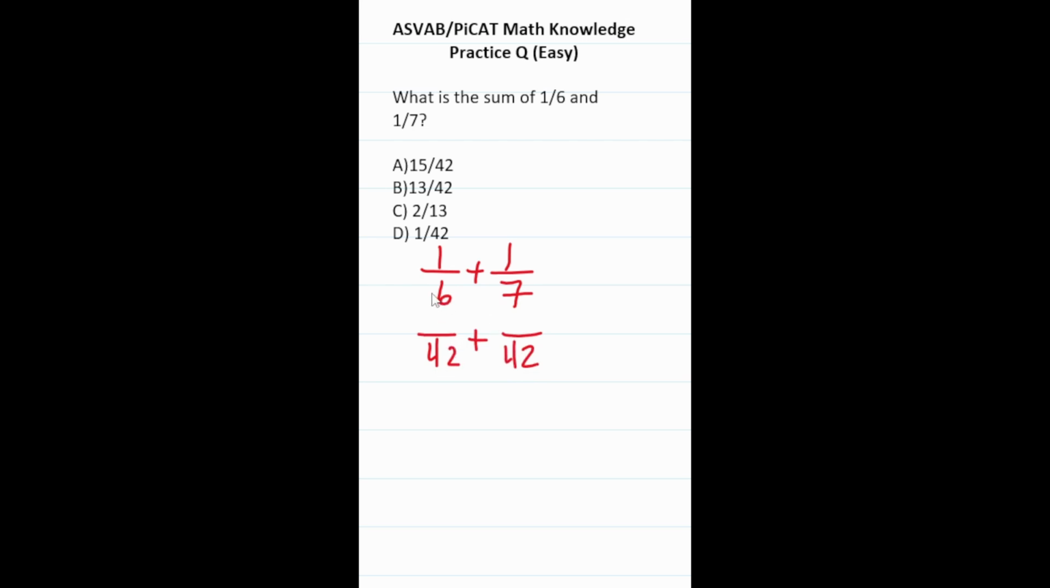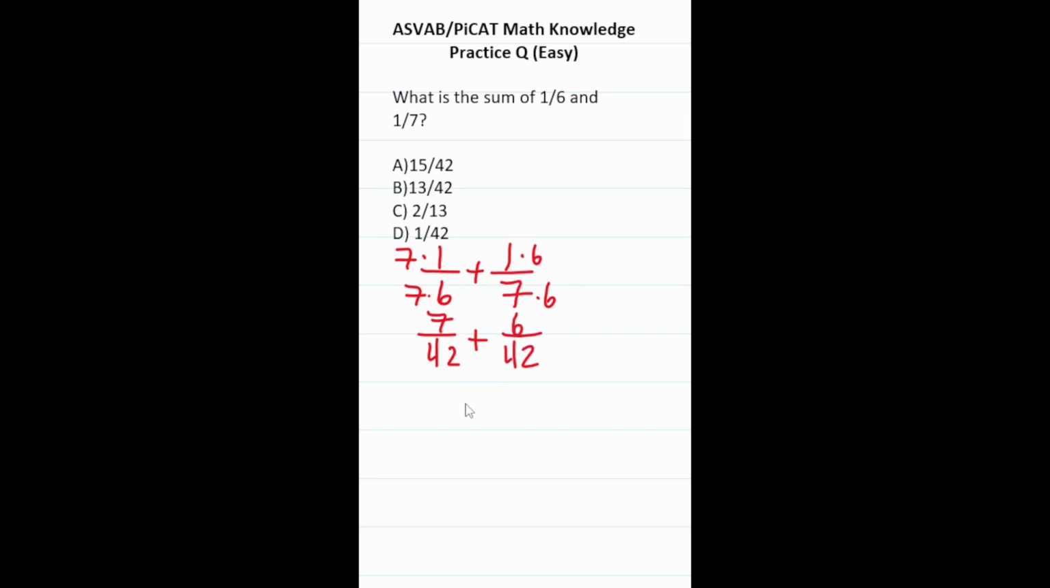To make 6 into 42, we would have to multiply it by 7. We're also going to do that to its numerator, so this is 7 over 42. To write 7 as 42, we would multiply it by 6. Of course, we also have to do that to its numerator. So this is 6 over 42.